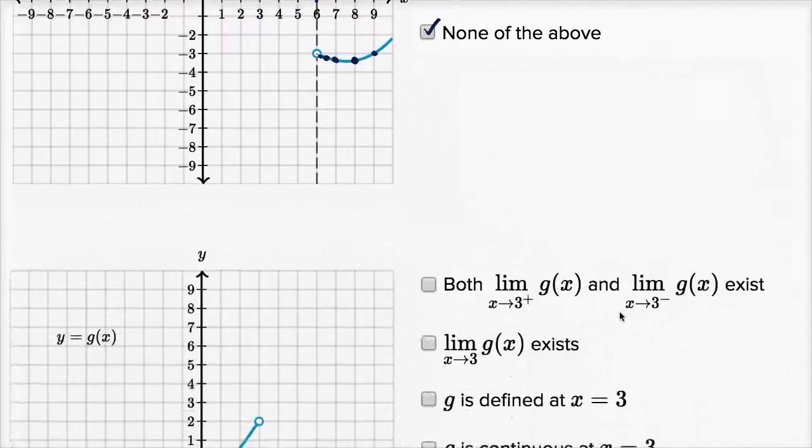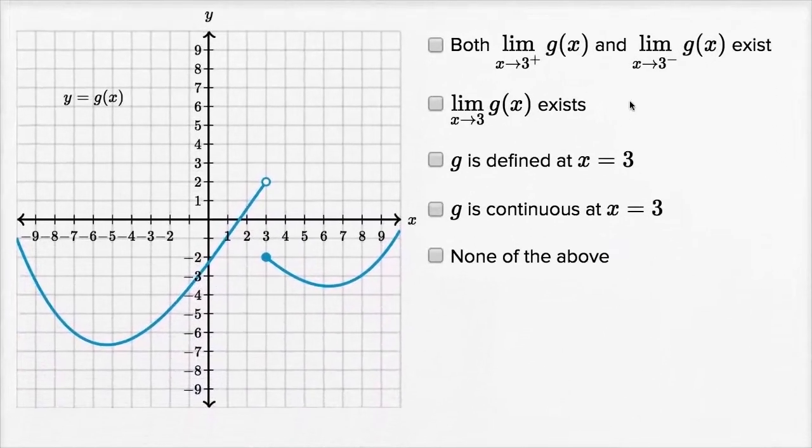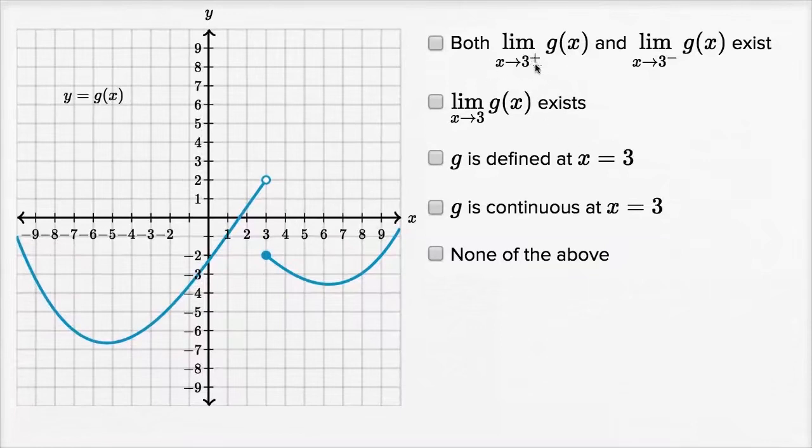Let's do another one of these. So the first statement: both the right hand and the left hand limit exist as x approaches 3. So let's think about it. x equals 3 is where we have this little discontinuity here, this jump discontinuity. So let's go from the positive side, from values larger than 3.